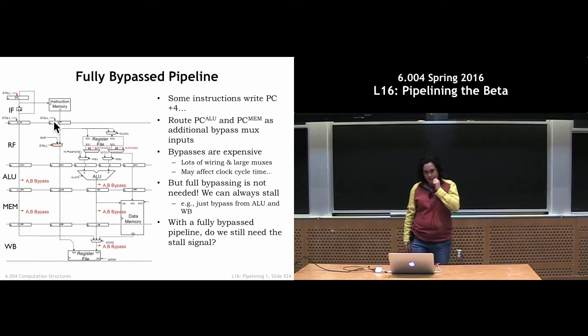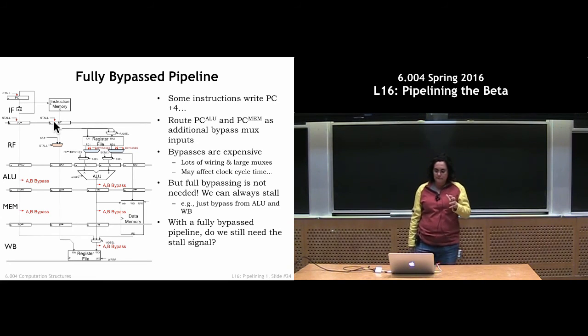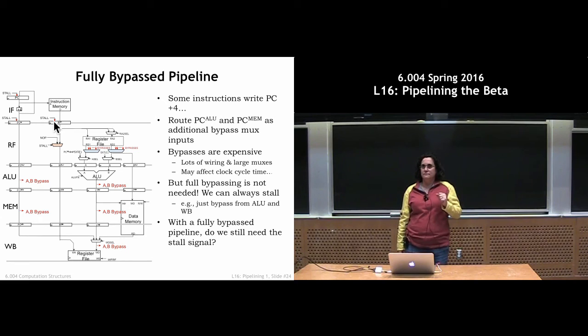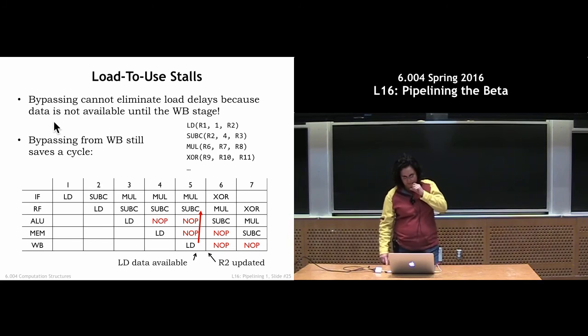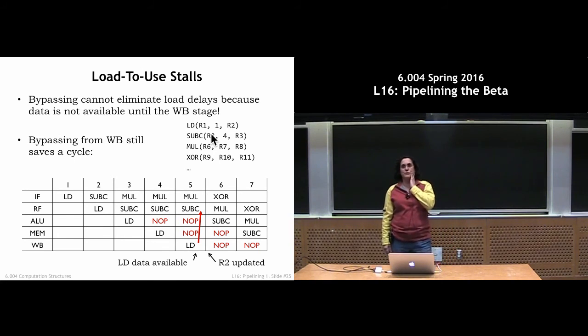Okay, so we're almost there, but let's think about what happens if I have a fully bypassed pipeline. Is there a situation where I might still need to stall? Can anyone think of one? So let's take a look at this example, okay? Suppose that I have my load writing to register R2. Oops, sorry about that. And my subtract is trying to read from register R2, okay?